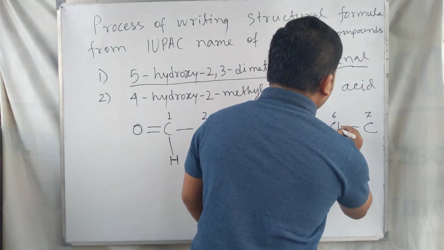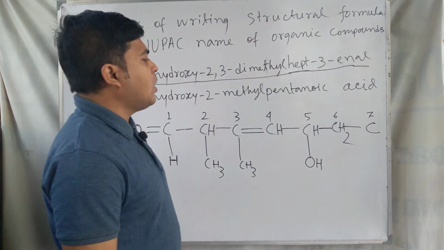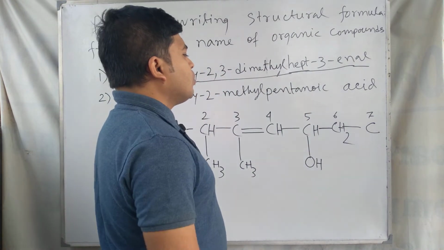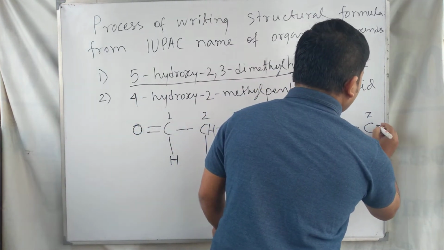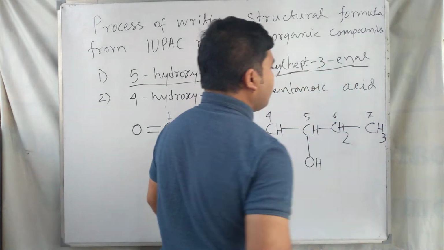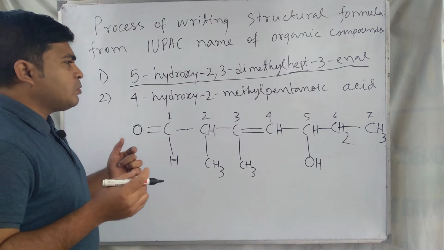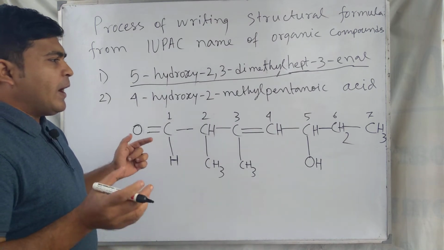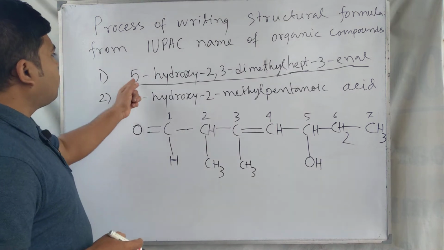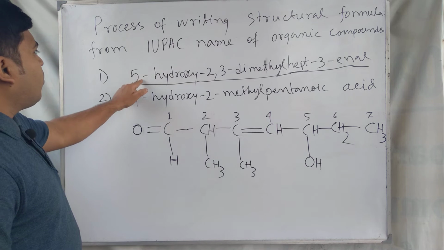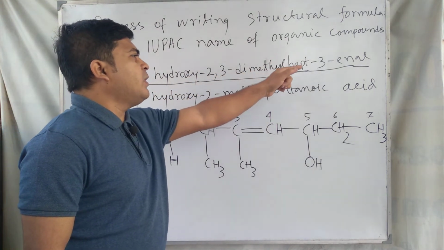Next, at the 6th position we have to provide 2 hydrogen atoms to satisfy the 4 valency of carbon, so that is CH2. And at the 7th position we have to write 3 hydrogen atoms, that is CH3, to satisfy the valency of carbon, which is 4. So this is the overall structure of this compound. The IUPAC name is 5-hydroxy 2,3-dimethyl hept-3-en-al.